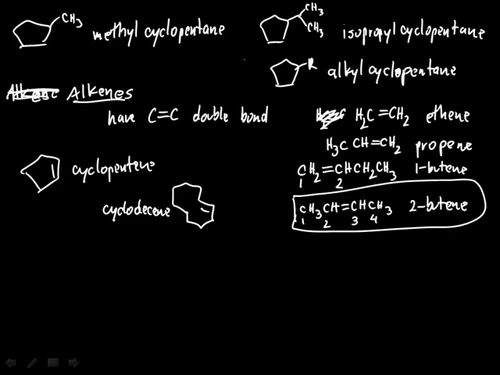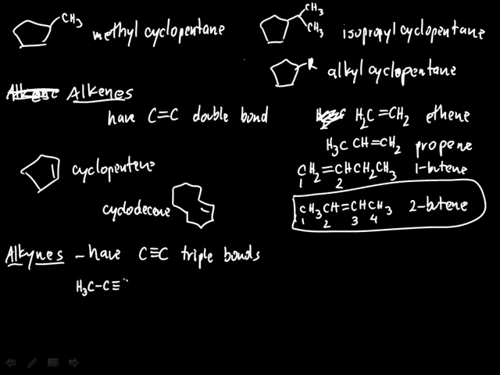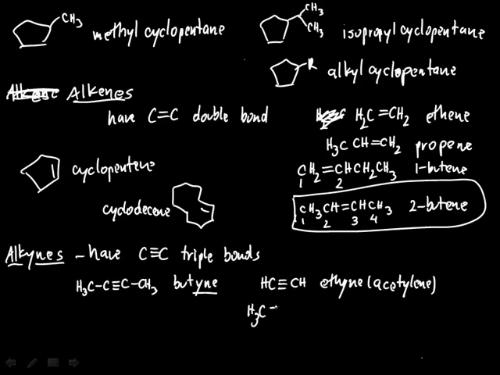Keeping in tune with this trend, the hydrocarbons which have triple bonds in them are known as alkynes. And these alkynes are named by using the suffix yne. The simplest one is ethyne, also known as acetylene. Then there's propyne, and so on.